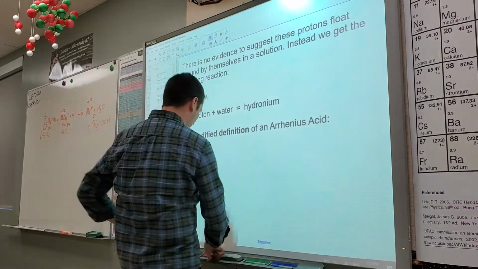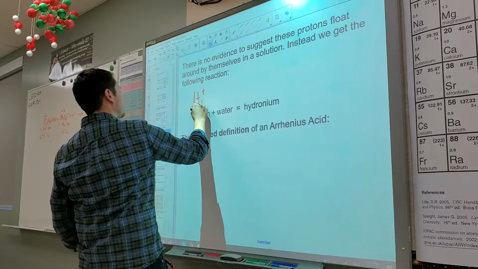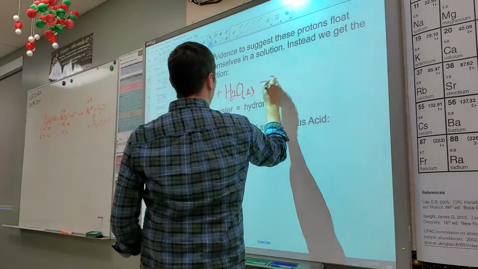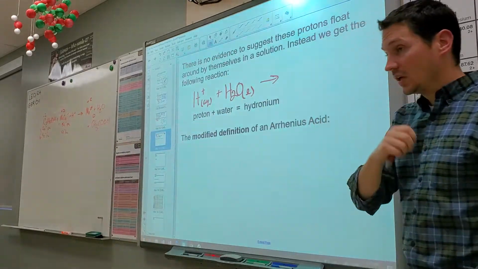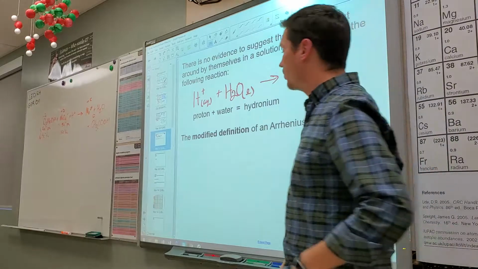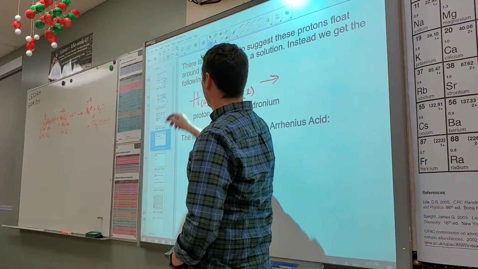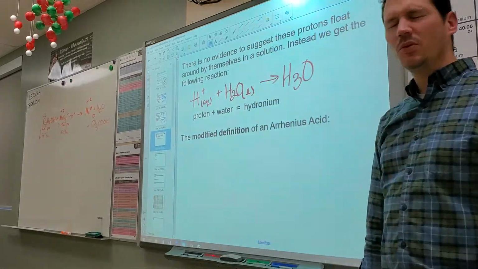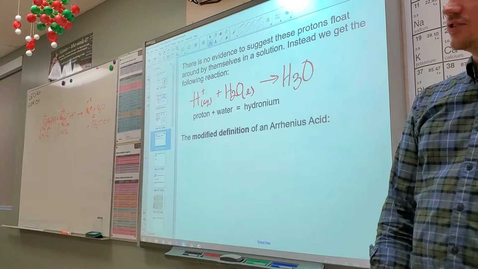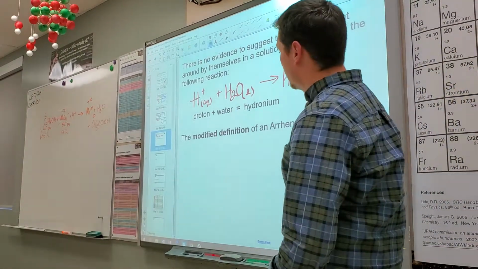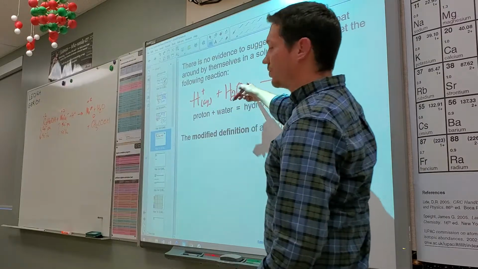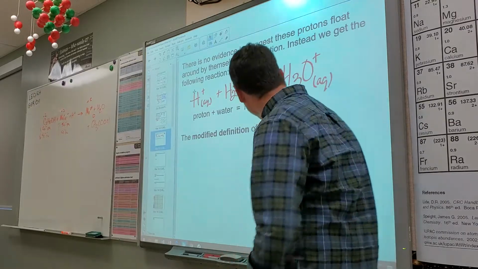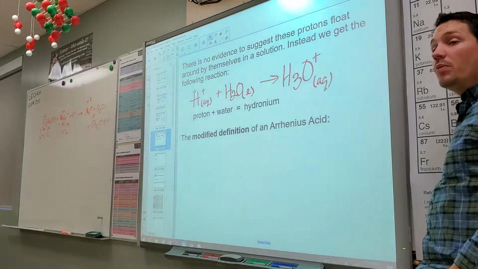Instead, we get the following reaction. We get H+ plus H2O. Well, when we smack these things together, what are we going to get? H3O. What kind of a charge is it going to have? When you add a positive to a neutral substance, you get a positive. And this thing is going to be aqueous. This is what we call hydronium.